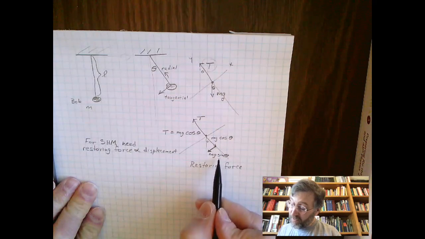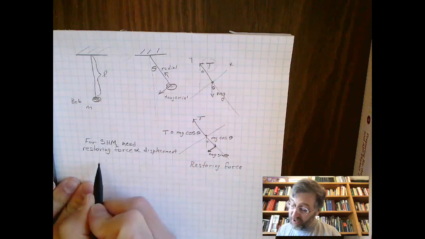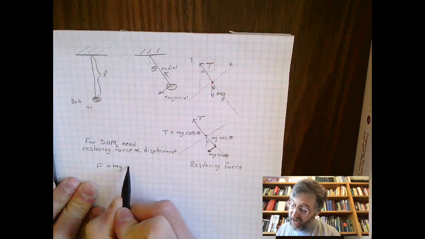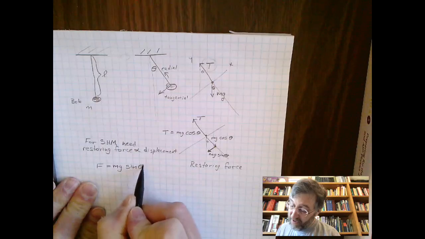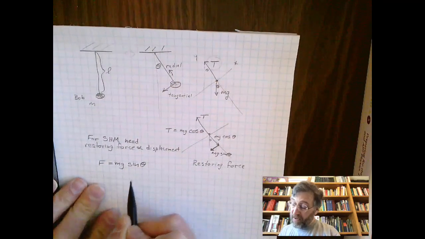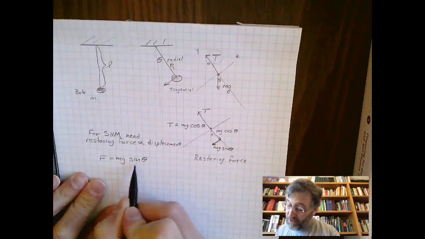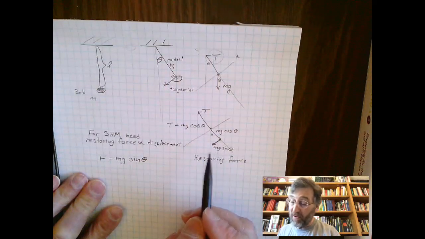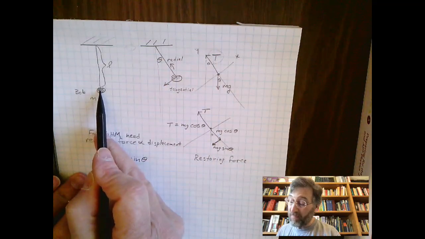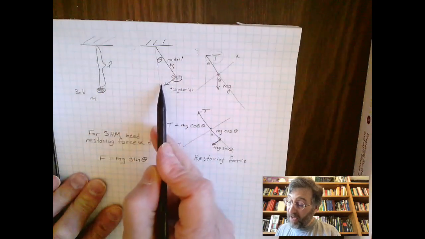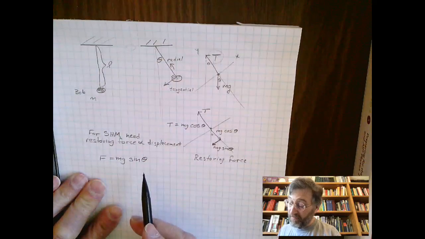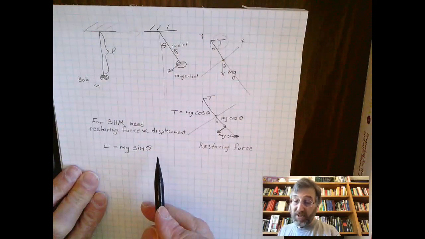In this case, our restoring force F is equal to mg sine theta, and theta really is the displacement from equilibrium. When the angle is 0, we're at equilibrium, and then as we move the bob to the side, theta is changing. So we're going to make an approximation here.